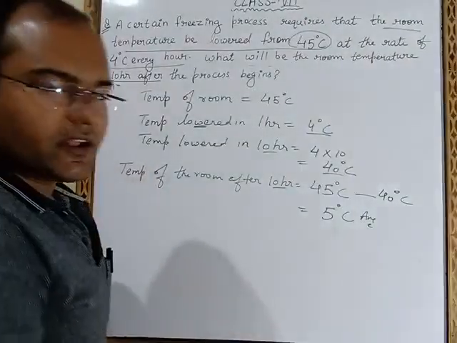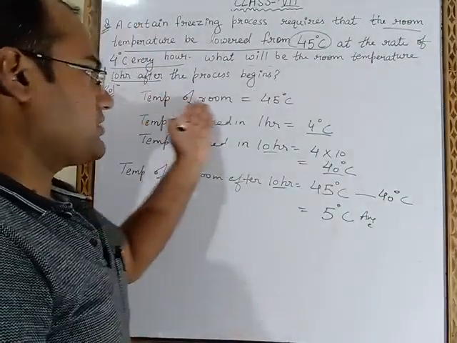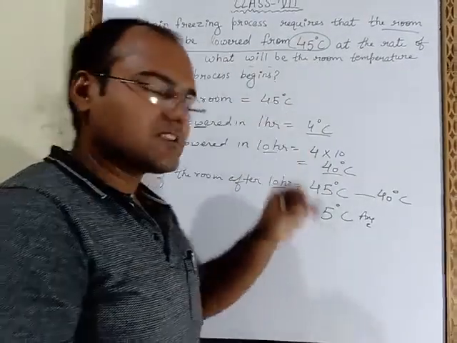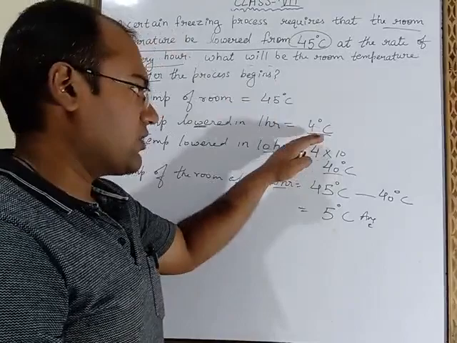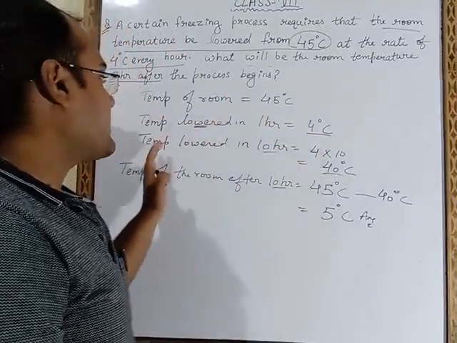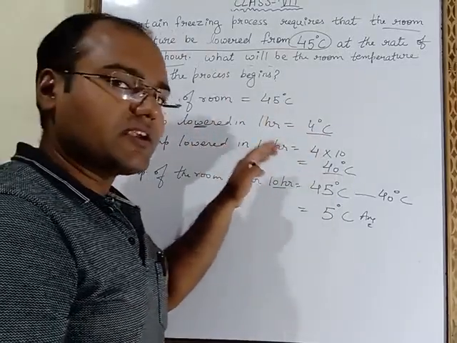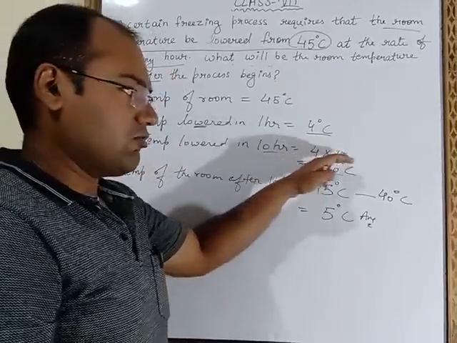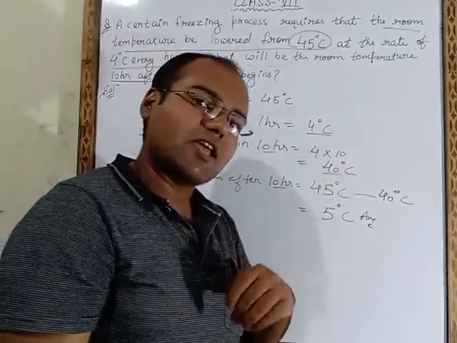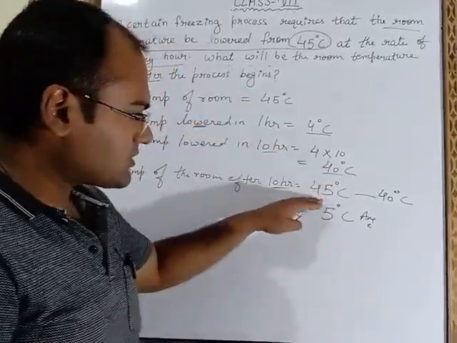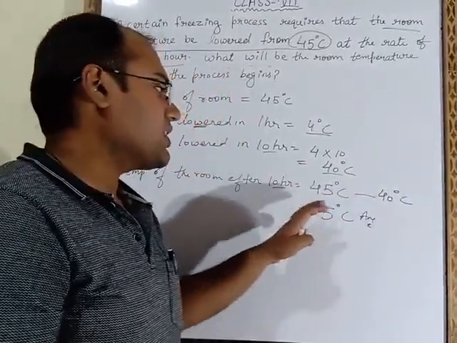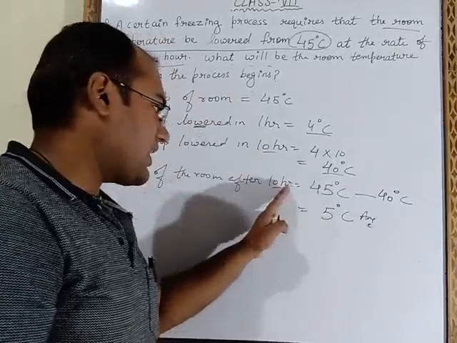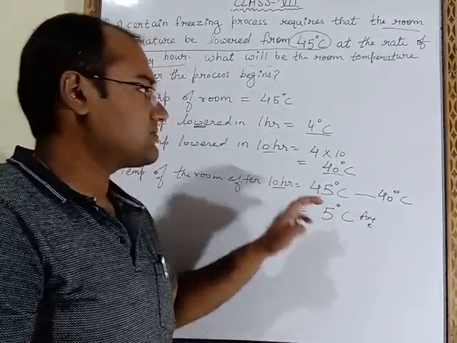So what we have done in this question: the temperature of the room was given as 45 degrees Celsius. In every 1 hour this temperature will get reduced by 4 degrees Celsius. So we find the temperature lowered in 10 hours will be 4 into 10, 40 degrees Celsius. Room temperature was 45, but it got lowered by 40 degrees Celsius. So the remaining temperature of the room after 10 hours is 5 degrees Celsius.